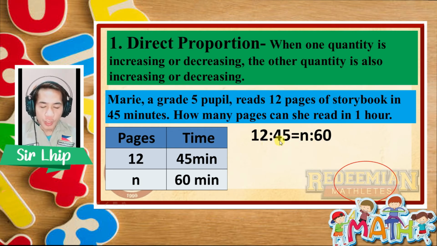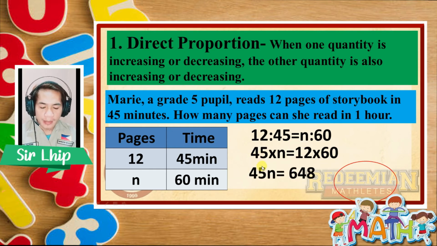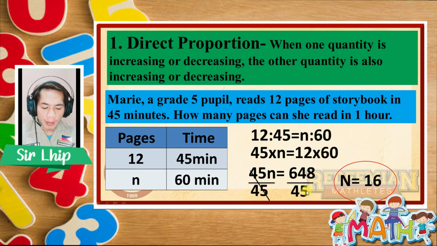Multiply the means: 45 times n equals 45n. Then multiply the extremes: 12 times 60 equals 648. So 45n divided by 45 equals n. Then 648 divided by 45 equals 16. Thus, Marie reads 12 pages of storybooks in 45 minutes and 16 pages in 60 minutes.